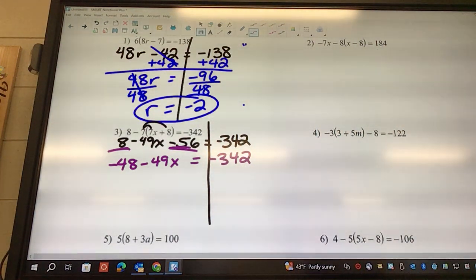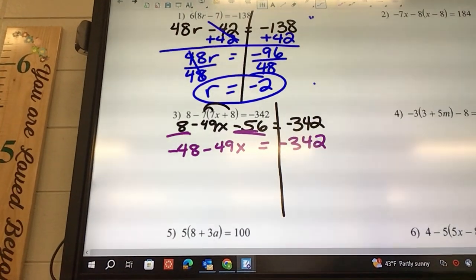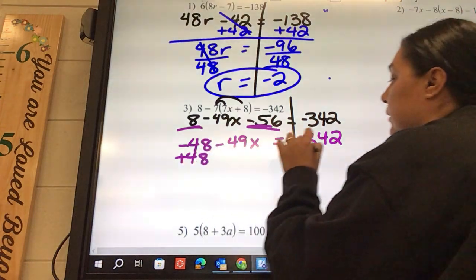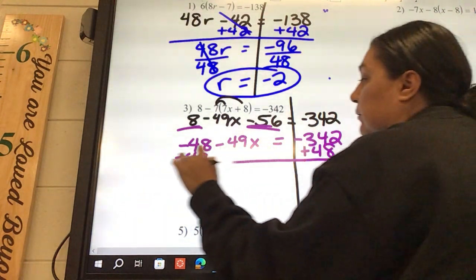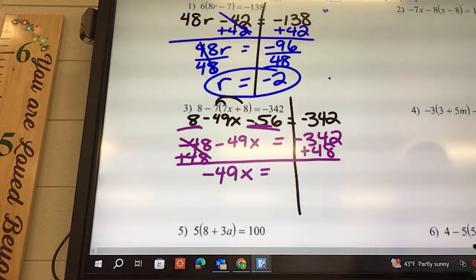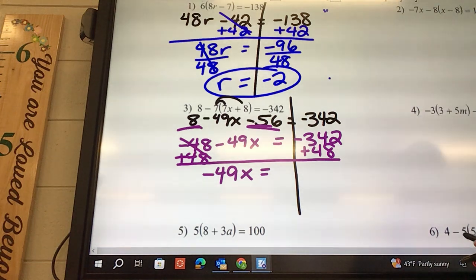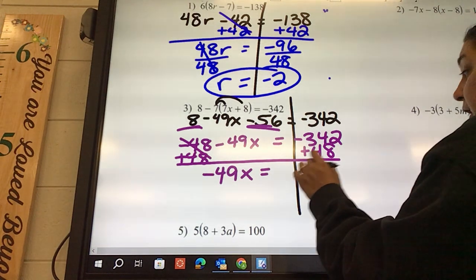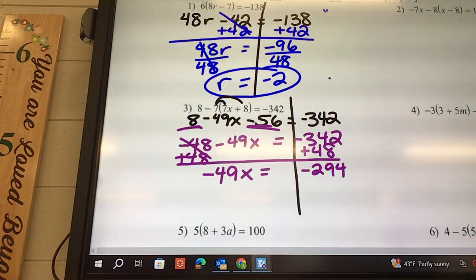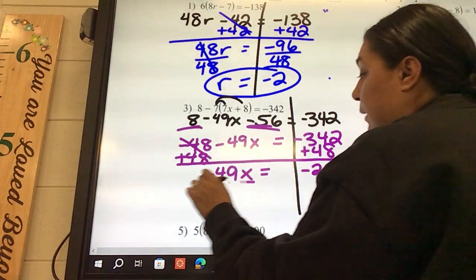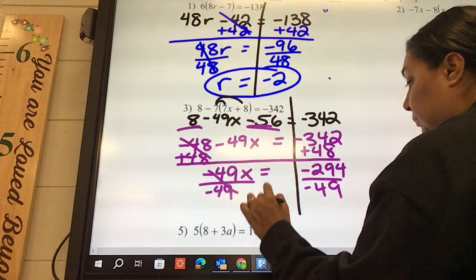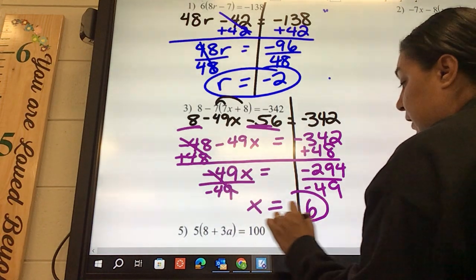Okay, and look at this. Who is the kid? Well, the kid is the 48, so we're going to add 48 to both sides. So I get negative 49x, and negative 342 plus 48 is negative 294. And then we're going to break up that couple, so we're going to divide by negative 49. And that's going to give me a positive 6.